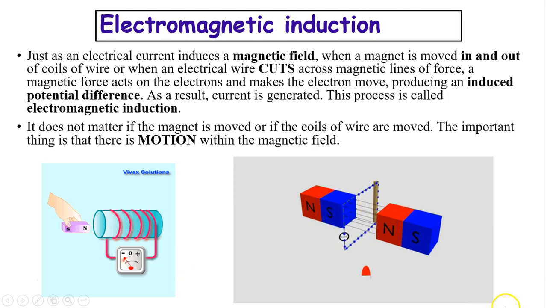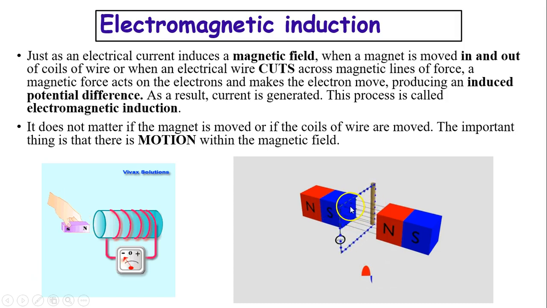Another way to induce current: here is a wire, a bar, you connect it, and you move this wire, cutting the lines. Do you see the magnetic lines going from north to south? You have to move it away, so it cuts the lines. When it cuts the lines, it will produce a current. The current will be flowing in the wire. That's because there is a potential difference in this bar.